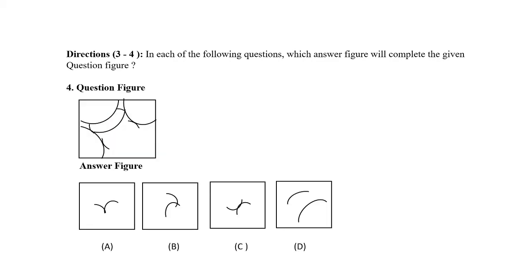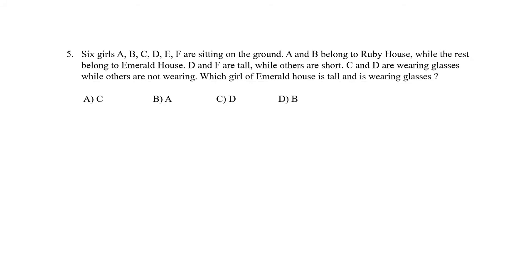See the 4th question. Some part of the figure is given. To complete this figure, what is the answer from the answer figures? Observe this. This part on this side is given. There is no this part and there is no this part. So to complete this portion, draw like this and draw like this. This is the answer. Which figure? 4th one. D.